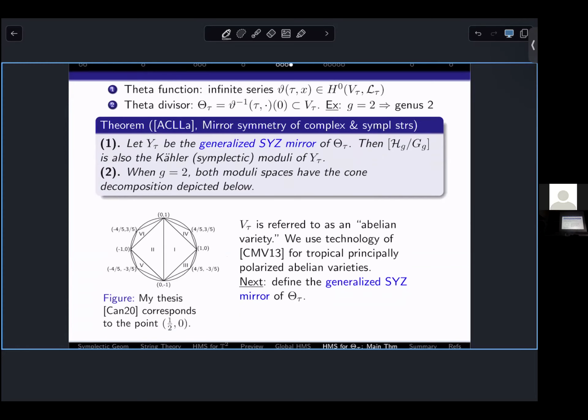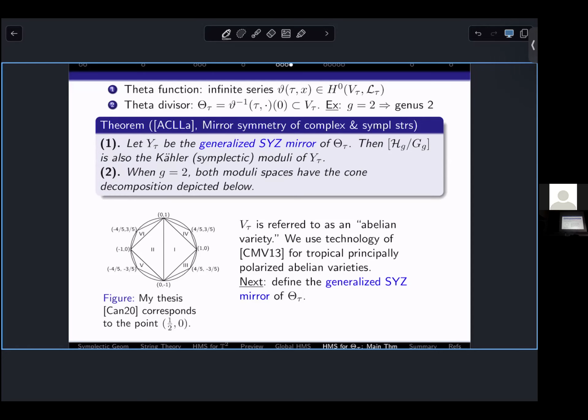So it's called generalized because it's not the mirror to V tau, which is another 2G torus. Now we're talking about the mirror to the genus 2 curve. So you have to do a little bit more to get the mirror. You have to generalize the SYZ construction because the hypersurface doesn't have the torus fibration. It's the abelian variety that does. This is the Kähler symplectic moduli of Y tau.